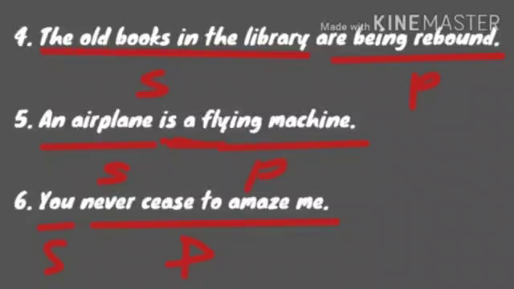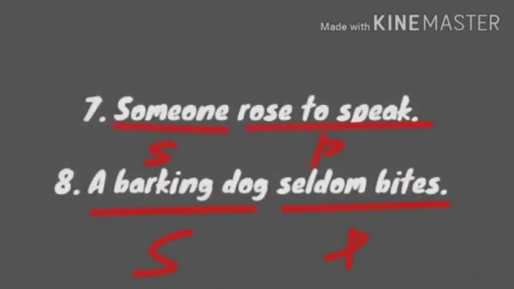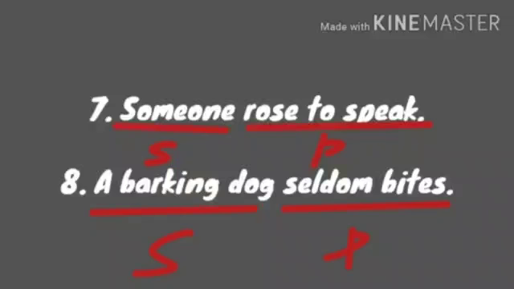Let's see another sentence. Someone rose to speak. Now what is the subject here? Someone is the subject here, and rose to speak is the predicate here. Clear? Now let's see sentence number 8.